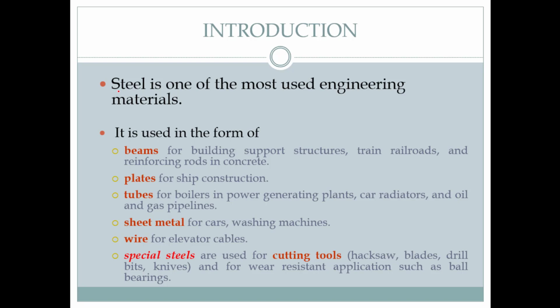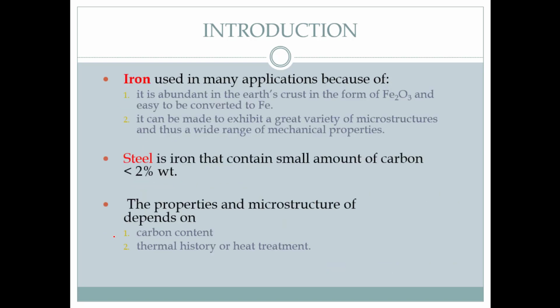Okay, steel is one of the most used engineering materials. Why do we use steel a lot? Because it's everywhere. Okay, it is available, abundant in the earth. Okay, so it's used in the form of beams, plates, tubes, sheet metal, wire, special steel, cutting tools, etc. Okay, so they use this substance everywhere.